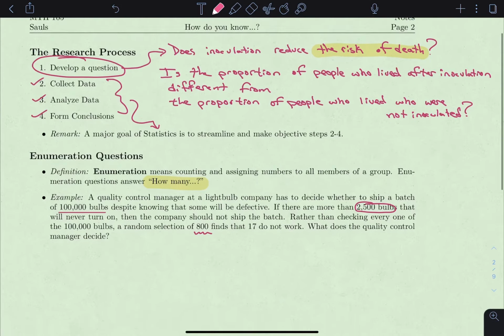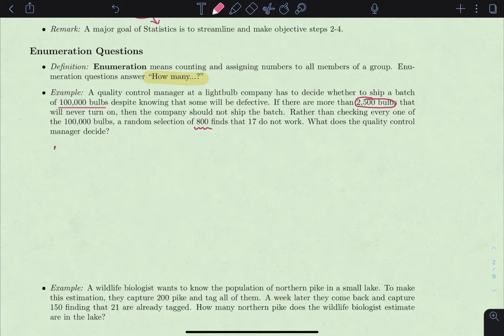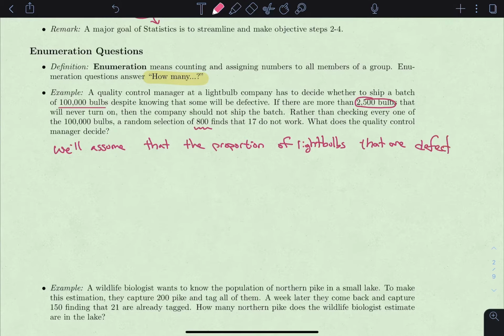And the assumption that we'll make, we'll assume that the proportion of light bulbs that are defective in our 800 will be the same as in the 100,000. So we're saying that the proportion is what's going to be the same.